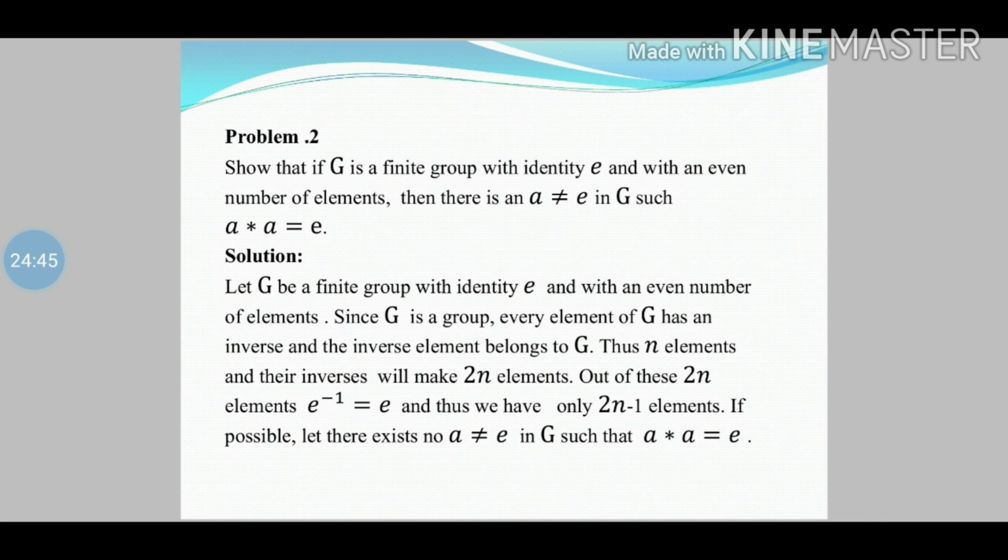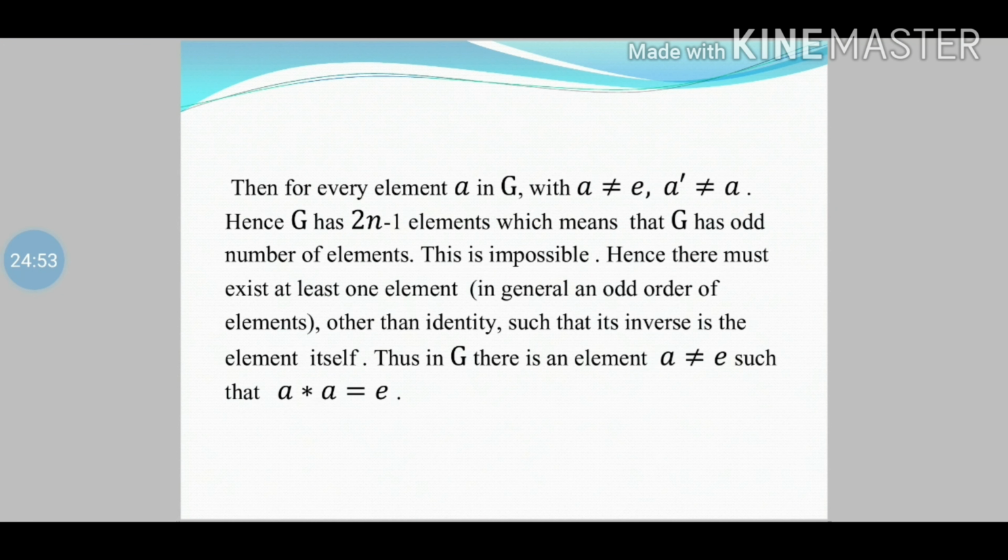If possible, let there not exist a non-identity element a in G such that a * a = e. Then what happened? G has only 2n minus 1 elements. This is not possible. Therefore, G must contain a non-identity element a which satisfies the property that a * a = identity. That is a self-inverse element.